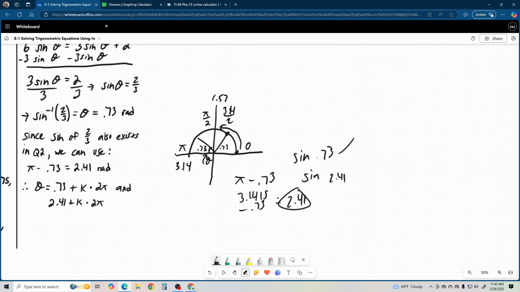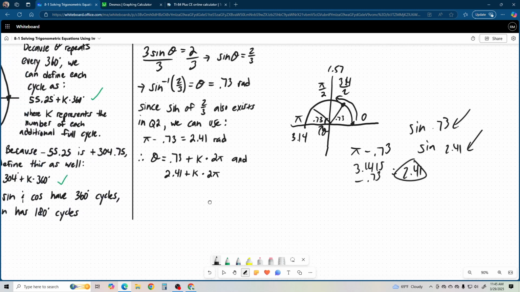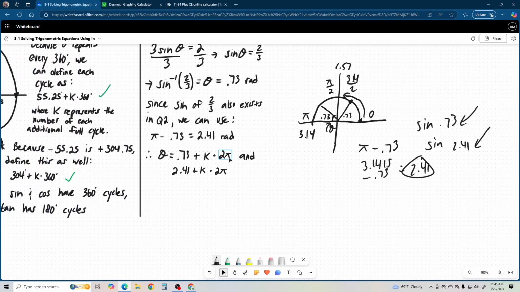So we found both of the answers. And now we just need to find all angles. Well, all angles can exist when it rotates all the way around a bunch of times. Which is why, if we look over here, we said, okay, we found the 2.41. Therefore, theta equals 0.73 plus k times 2 pi. 2 pi and 360, it's the same concept. We can use 2 pi because we're using radians. And then also our 2.41, we can also add k times 2 pi as well.